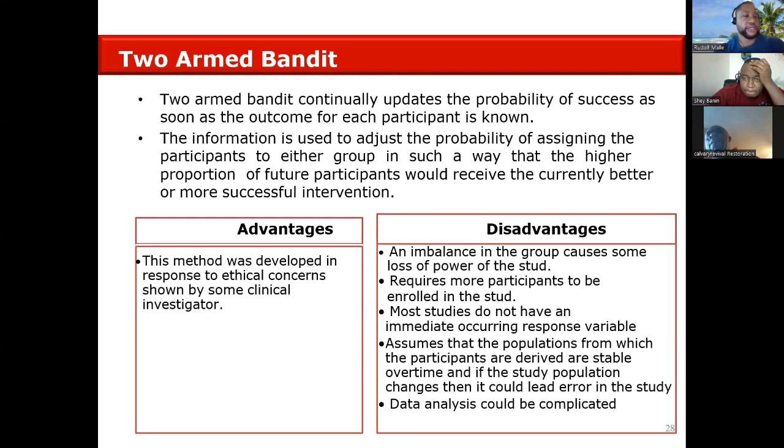A 2-armed bandit continually updates the probability of success as soon as the outcome of each participant is known. So this is actually a situation where not every subject that got into a study finishes at the same time, right? For example, we want to be able to enroll subjects for 12 months between January to December. We enroll patient 1 in January, on January 1st, patient 2.